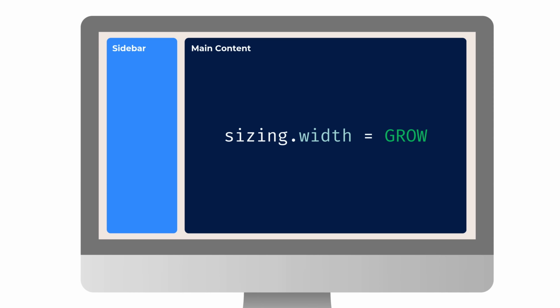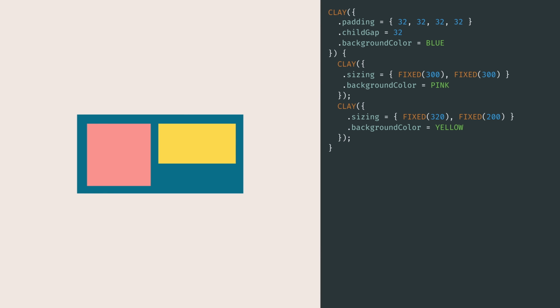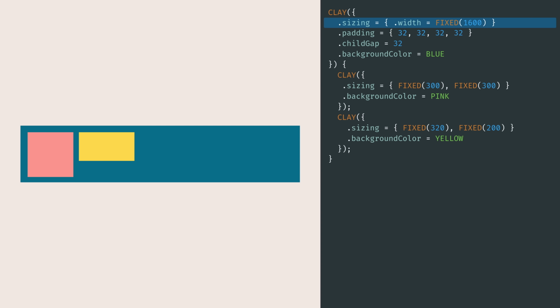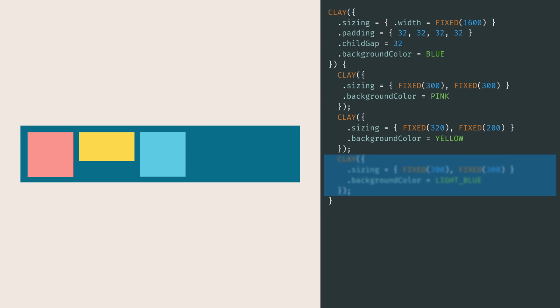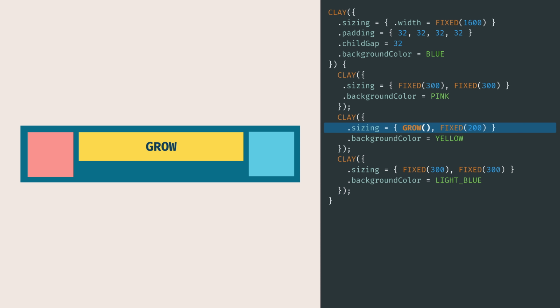Rather than being entirely different, grow is an extension on top of the fit sizing mode. Grow containers will still fit their contents at the absolute minimum, but will also expand to fill any extra space in their parent. So to extend our example, we're going to change our outer container to a fixed width to make it much wider. We're going to add a third child element, and we're going to change the width of this middle child to grow so that it takes up the remainder of the empty horizontal space, pushing the third child all the way over to the right-hand side of its parent.